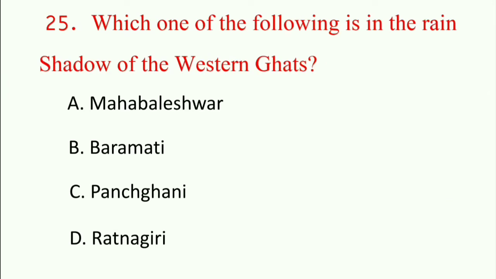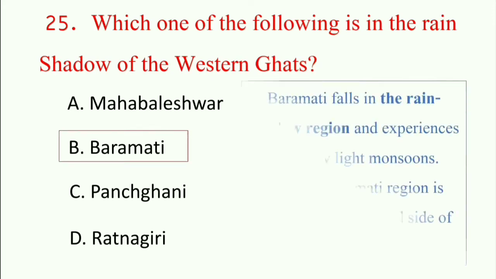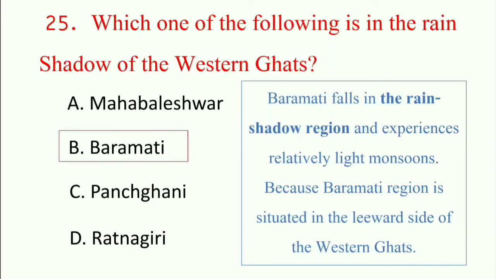Which one of the following is in the rain shadow of the Western Ghats? Answer Baramati. Baramati falls in the rain shadow region and experiences relatively light monsoons because the Baramati region is situated on the leeward side of the Western Ghats.